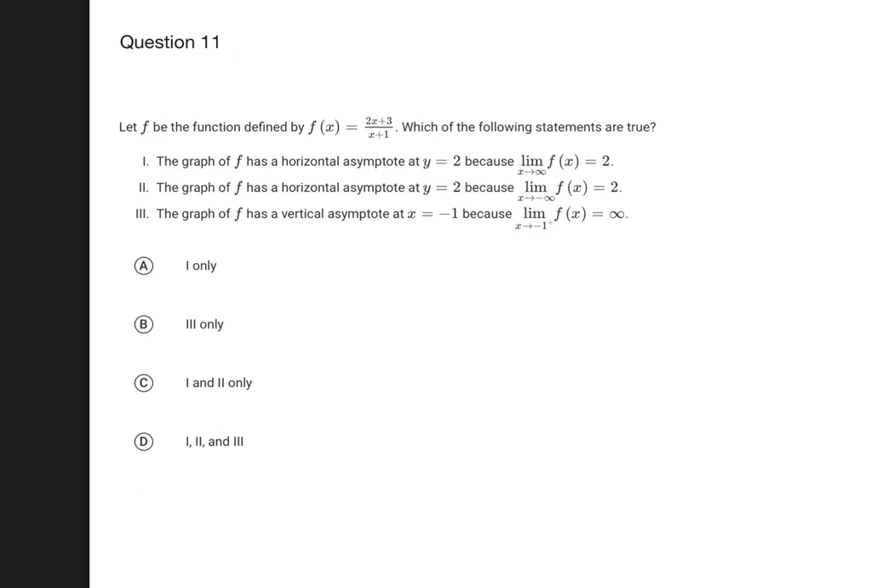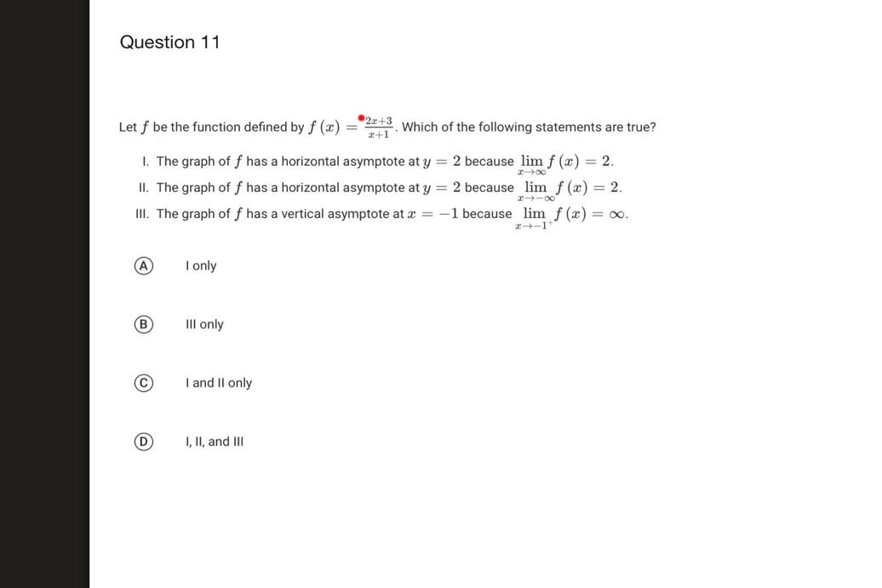Okay, next one. Let f be the function defined by f of x equals 2x plus 3 over x plus 1. Which of the following statements are true? Okay, so we just go one by one. The first two talk about horizontal asymptotes. So the graph of f has a horizontal asymptote of y equals 2 because the limit as x approaches infinity equals 2. First off, we know it has a horizontal asymptote at y equals 2 because of the top heavy, bottom heavy, same idea.